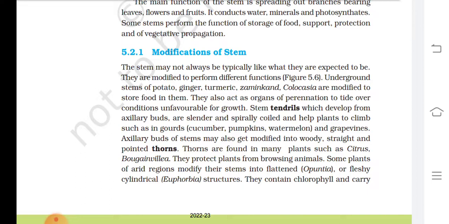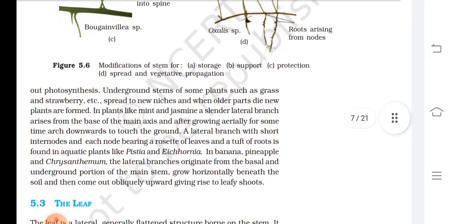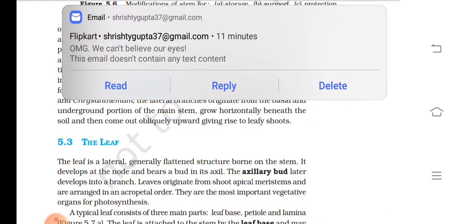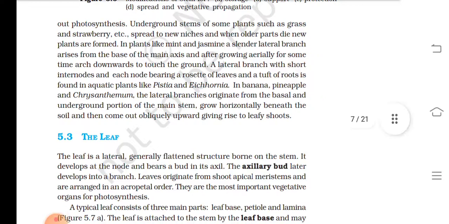Some plants of arid regions modify their stem into flattened Opuntia or fleshy cylindrical Euphorbia structures. They contain chlorophyll and carry out photosynthesis. Underground stems of some plants such as grass and strawberry spread to new niches, and when older parts die, new plants are formed.